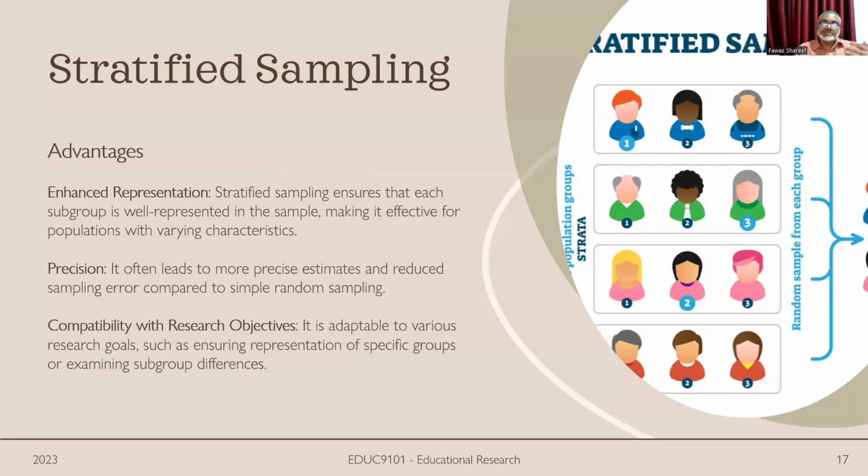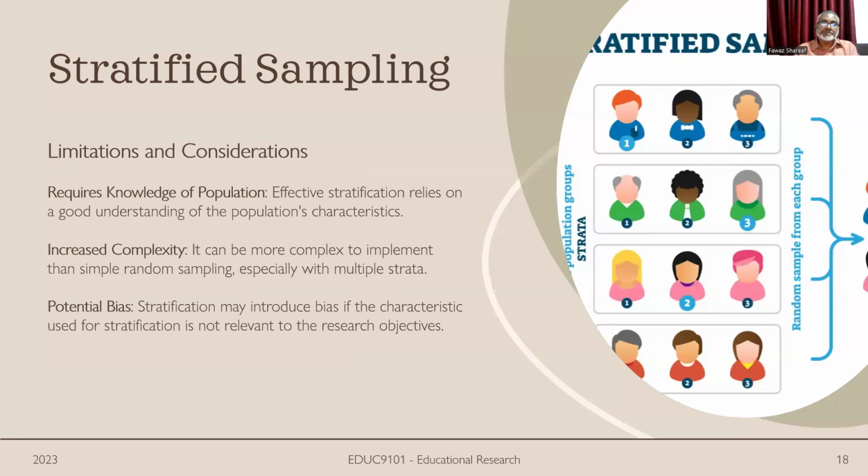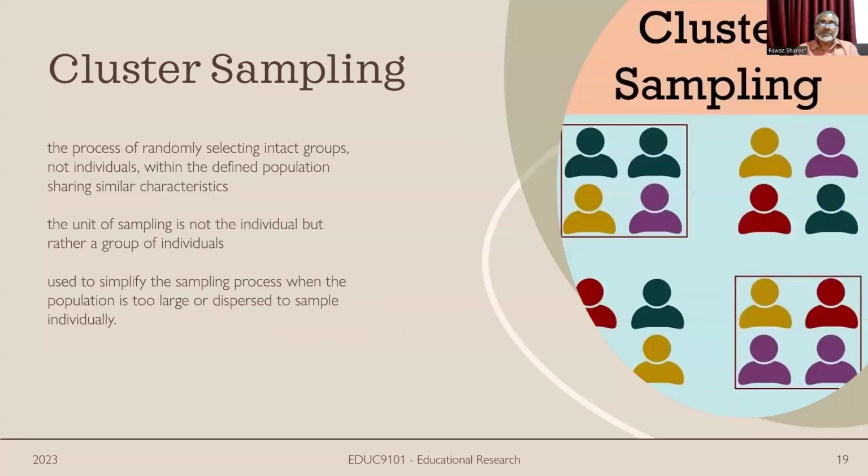The advantages is this has an enhanced representation. It's more precise, and it's more compatible with our research objectives, because our strata will be depending on our research objectives. There are limitations here because we need more knowledge about the population for stratification. It's more complex. Potential bias is there as well.